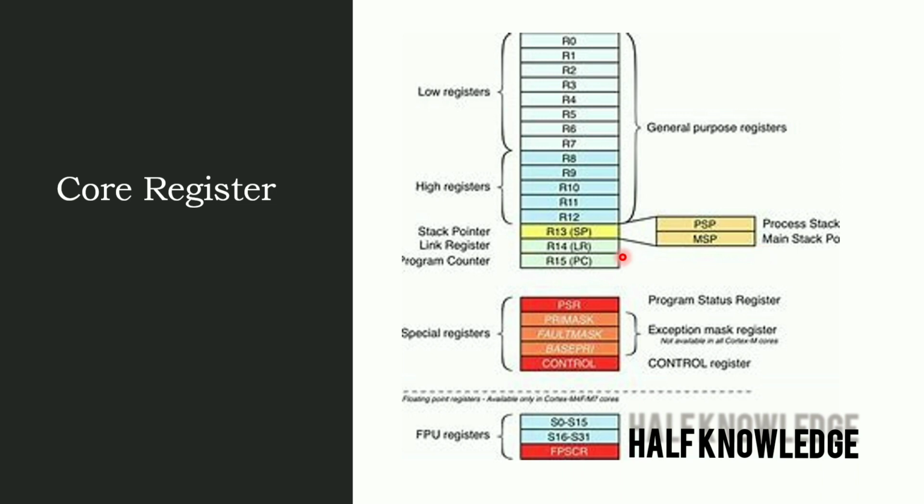And next one is the R14 register, the link register. The purpose of the link register is calling a function and returning the information. And the R15 register is the program counter. It contains the current program address. Next one is the special purpose register. It consists of the program status register. It shows the status of the current execution program.